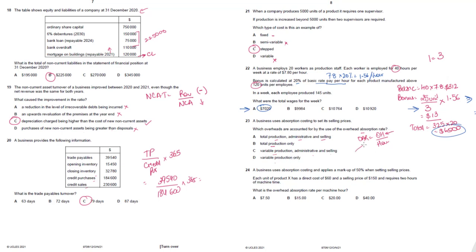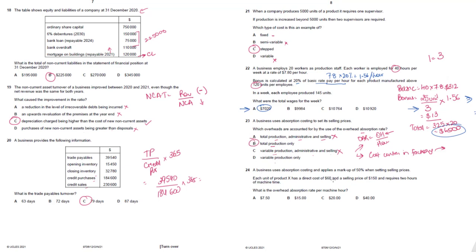See, this overhead absorption rate is always calculated for the cost centers that are there in the factory. So one thing is very clear, that any overhead outside the factory will definitely not be taken into account while calculating the overhead absorption rate. So whichever option has admin and selling will definitely not be correct. In other words, overhead absorption rate is always calculated for production overheads. Now another question, is it for fixed overheads, variable overheads, or both? It is for total production overheads, variable and fixed both. So 23B.